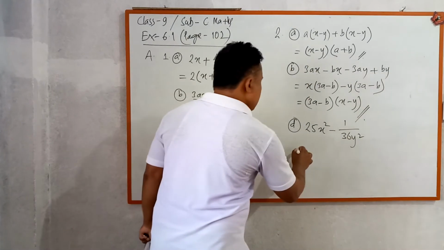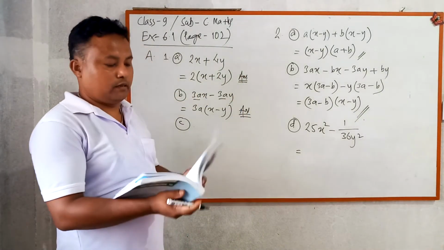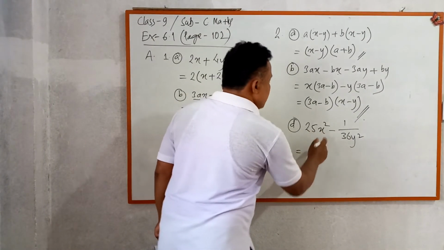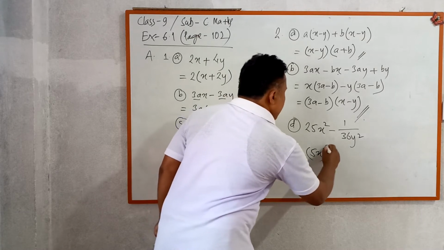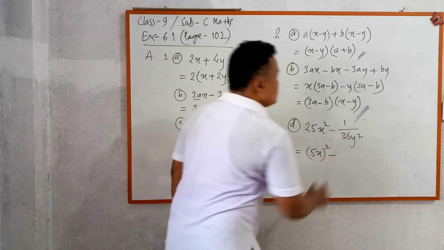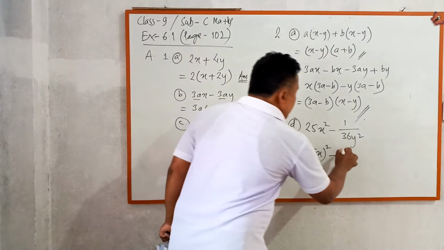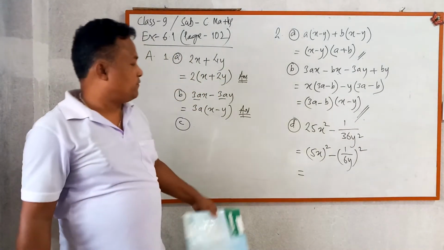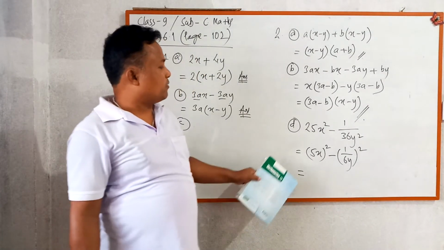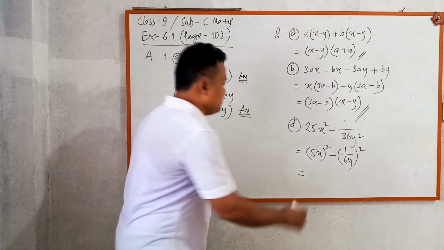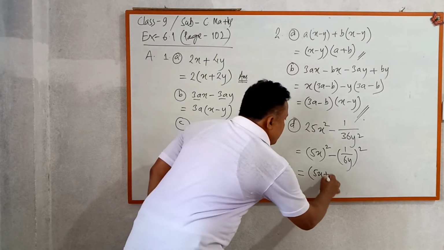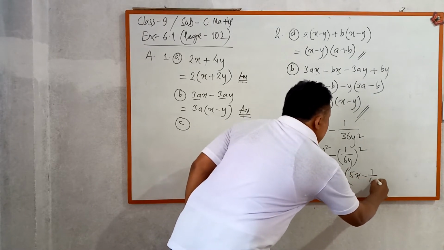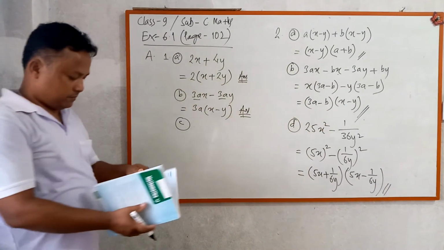And this equals, 25 can be written in the form of 5 square. Okay. So 25x square is 5x whole square, minus, and 36 is also a square number, square of 6. So 1 by 6y whole square you can write here. And now, since this is in the form of a square minus b square, we can apply the formula a plus b, a minus b. So simply, a plus b is 5x plus 1 by 6y and 5x minus 1 by 6y. So these are the two factors for this expression.